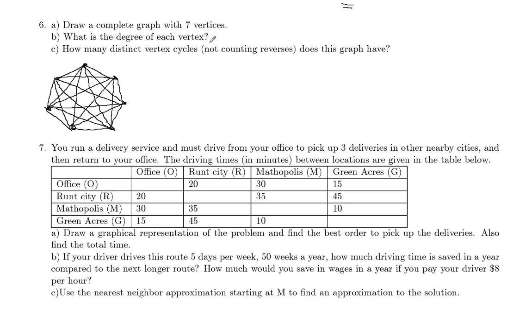What's the degree of each vertex? This is going to be n minus 1. And here, n equals 7. It's the number of vertices we have.